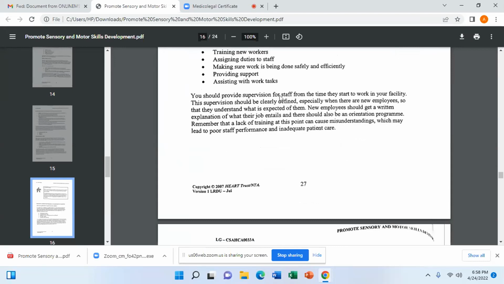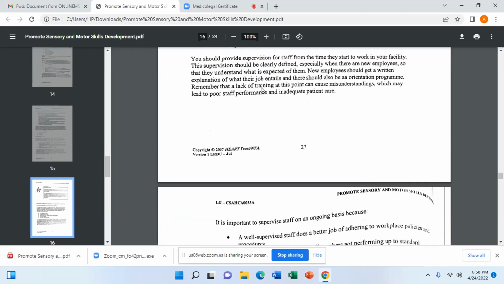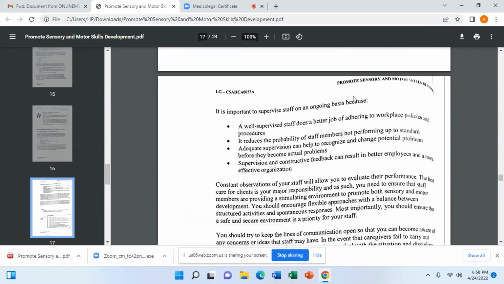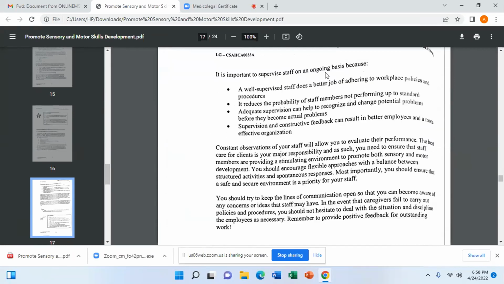You should provide supervision for staff from the time they start to work in your facility. This supervision should be clearly defined, especially when there are new employees, so that they understand what they need to do and they don't make any mistakes. And sometimes you have to give them a written explanation, like a job description. Remember that a lack of training can cause a lot of misunderstanding and poor staff performance, and also inadequate patient care. It's important to supervise staff on an ongoing basis, because a well-supervised staff does better work and they also adhere better to the policies and procedures.